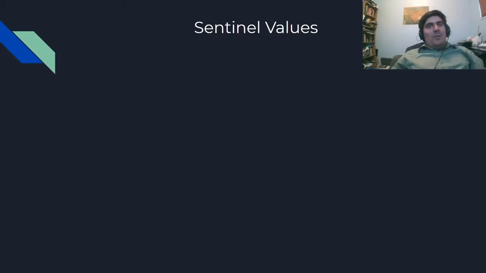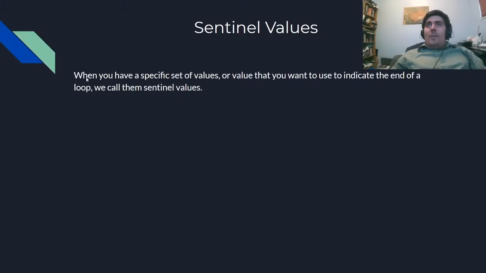That's right, it's a watchman, somebody who stands on a tower with a spear, right? So the idea is that a Sentinel value is the value that the while loop is scanning for, and once it finds that value, then it quits, right? So when you have a specific set of values or a value, right, such that you want it to indicate the end of a loop, we call them Sentinel values. Yeah, a Sentinel is kind of like a watchman, also a guard, some kind of mix between the two things.